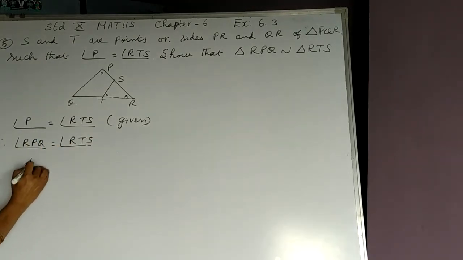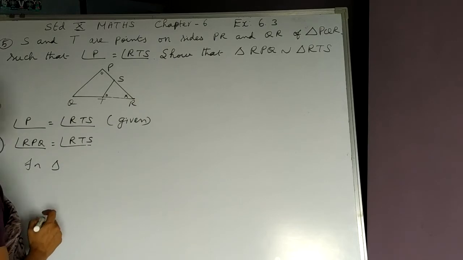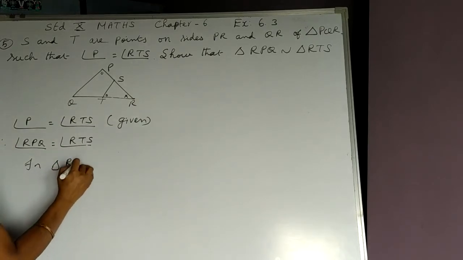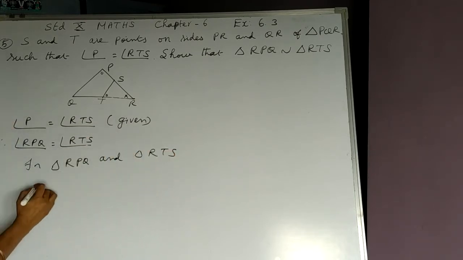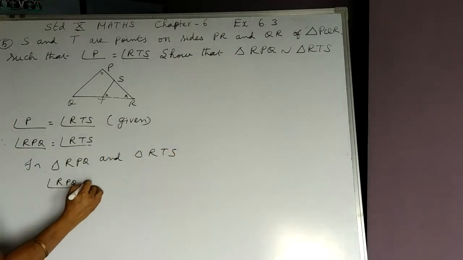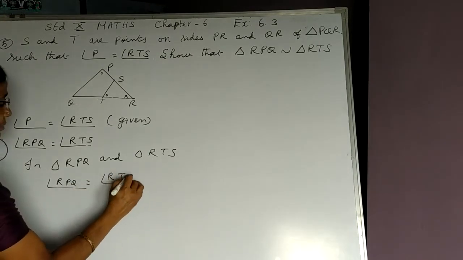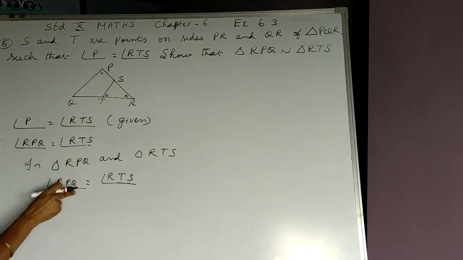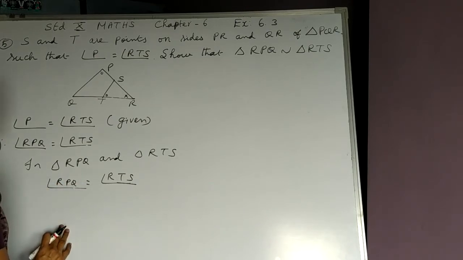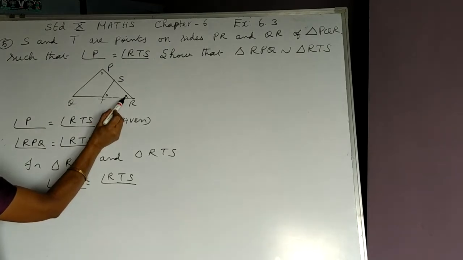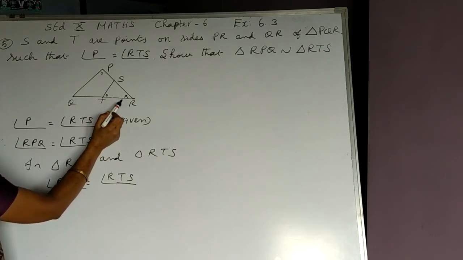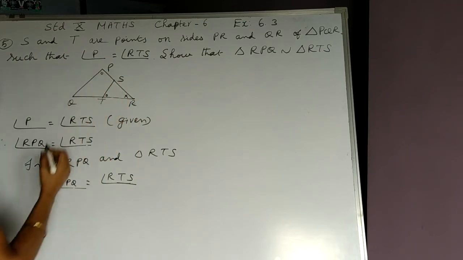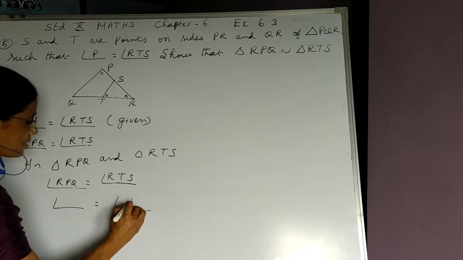Right? Now I consider the triangles which we have to prove similar. So in triangle RPQ and triangle RTS, angle RPQ is equal to RTS. This result we have already written, just copied here. Do you find any angle common in both the triangles? Yes. Which angle is it? R. This R is present in triangle RPQ, and the same angle is present in triangle RTS also. So we get an angle common.